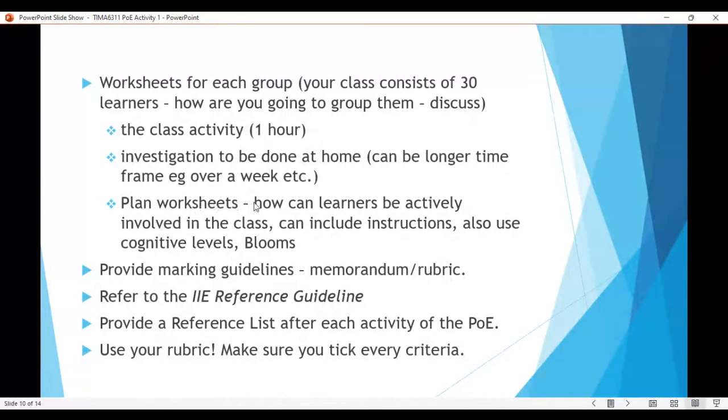Plan your worksheets. How can your learners be actively involved in the class? Include instructions. You can use cognitive levels to differentiate them. Bloom's taxonomy. Please, people, make use of that for the different worksheets that you are going to give them. Provide marking guidelines. It is a memorandum or a rubric. Refer to your reference guideline. Provide a reference list after your PoE, not after each activity, at the end of your PoE. Use your rubric. Make sure you tick every criteria.